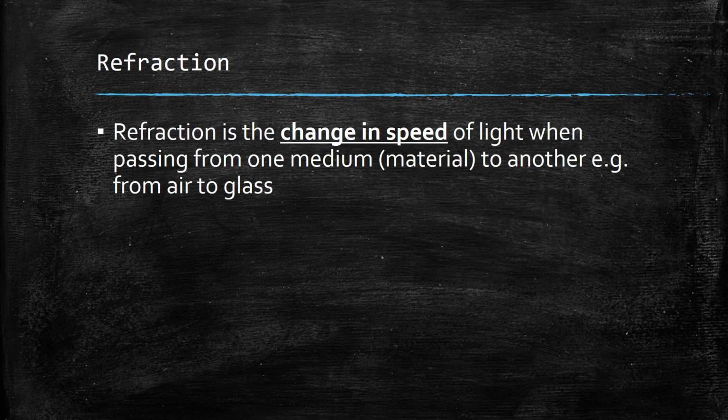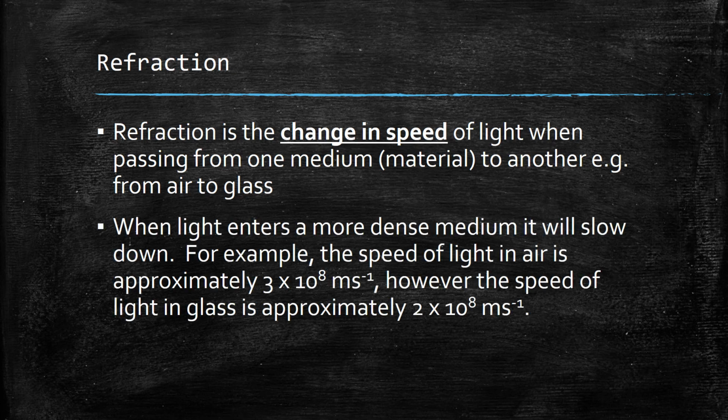Refraction is the change in speed of light when passing from one medium, material, to another, for example, air to glass. When light enters a more dense medium, it will slow down, just as you would slow down if you were traveling on a flat path and all of a sudden were traveling through water. For example, the speed of light in air is approximately 3 times 10 to the 8 meters per second. However, the speed of light in glass is approximately 2 times 10 to the 8 meters per second.